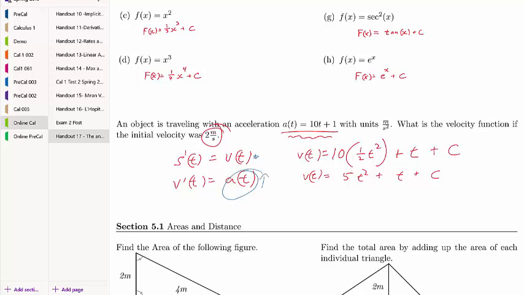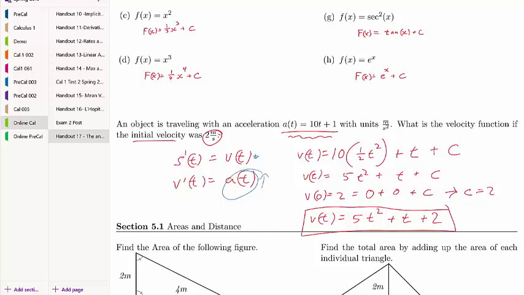Alright, and so now we're going to incorporate this piece right here, right? We know that this 2 meters per second is an initial velocity. That is the velocity when time equals 0. So when time is 0, we're at 2 meters per second. And so 5 times t squared is 0, plus 0, plus c. Our constant equals 2. Put it all together. The velocity function for this very specific case that fits the two pieces of information we are given is 5t squared plus t plus 2.